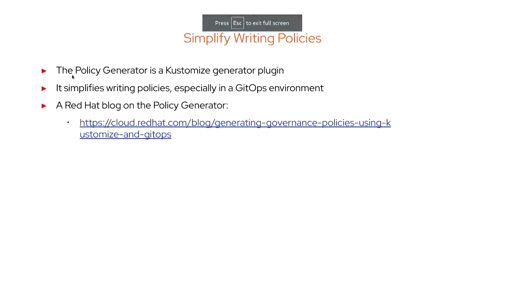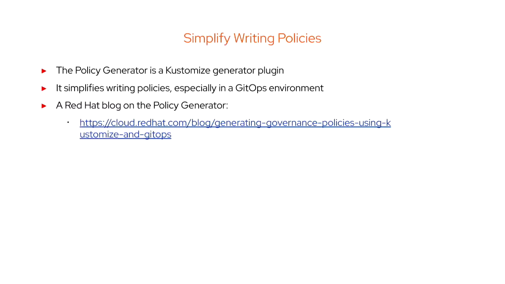So this is kind of a lot of YAML, definitely to write a policy. There's kind of stuff that's wrapped within stuff. So one way to simplify this real quick is a tool called the policy generator, which is a Kustomize generator plugin. It's especially useful in GitOps environments because I can execute customized.